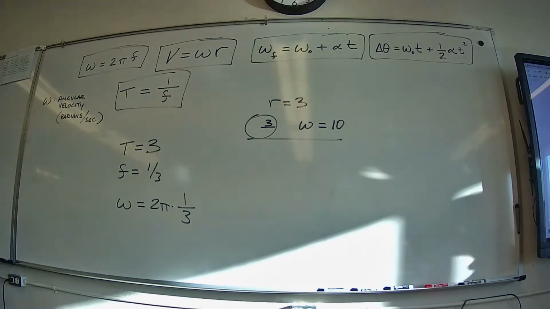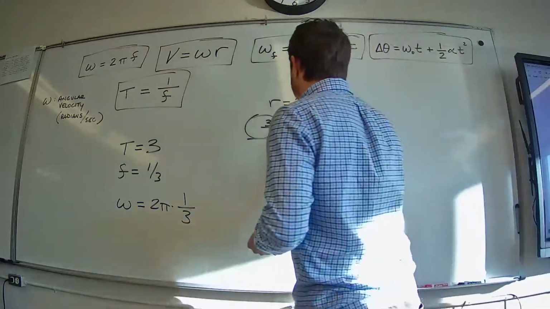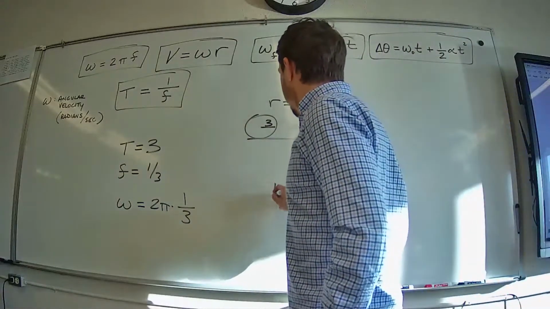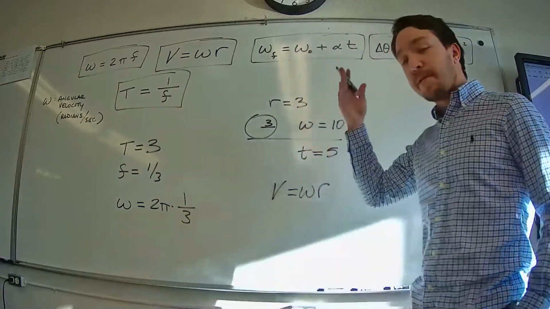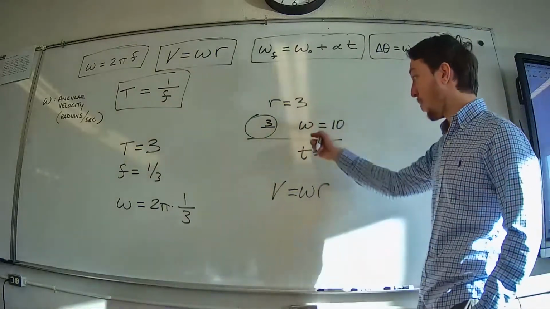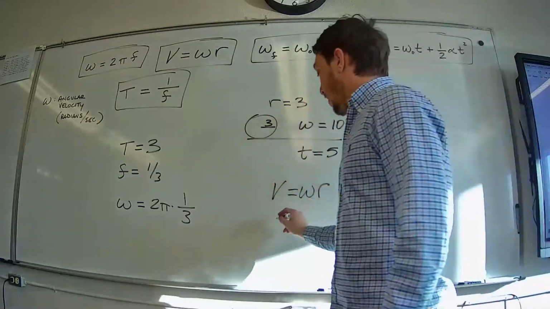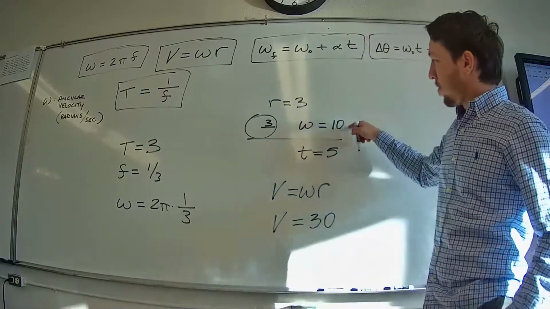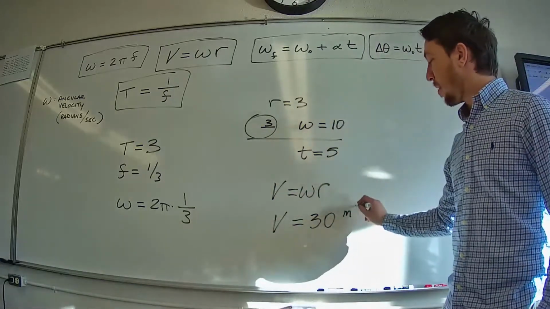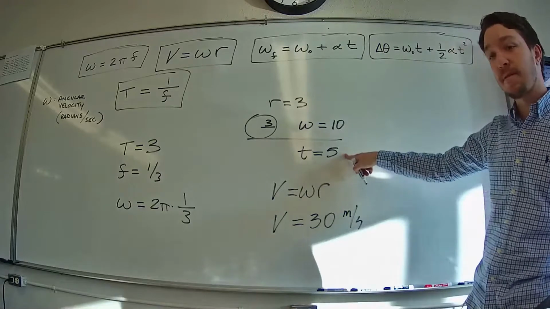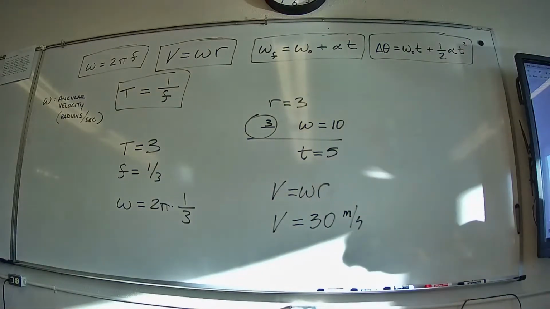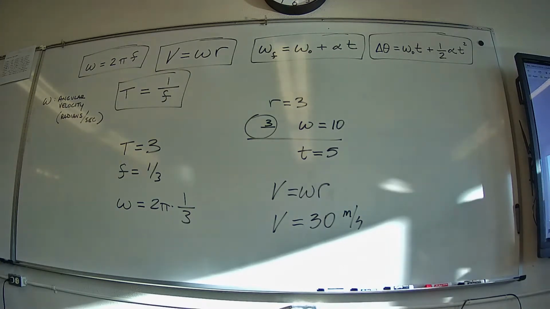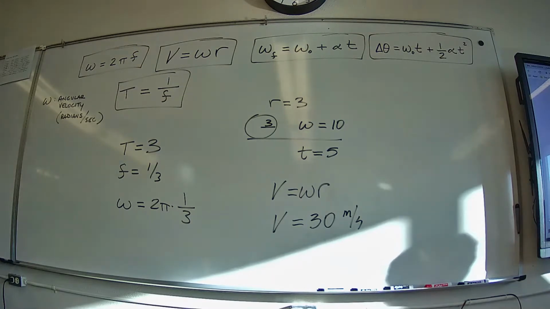So anyway, how far would it go in 5 seconds? The time period is 5. What you might do is go, well, I know that V equals omega R. This isn't the only way to do it, but this occurs to me as being the easiest. They gave me omega, they gave me R, I might as well get V. So V is 30. And if I go 30 meters per second for 5 seconds, I'm going to travel 150 meters. That's the answer. Cool beanies? We found that?